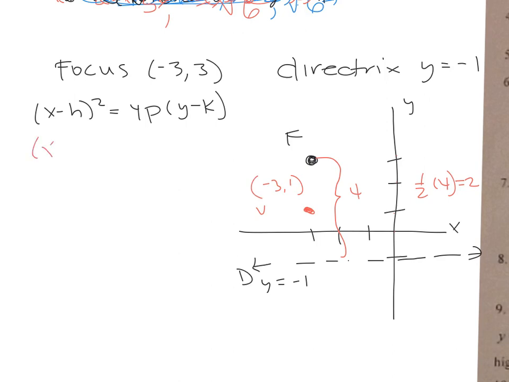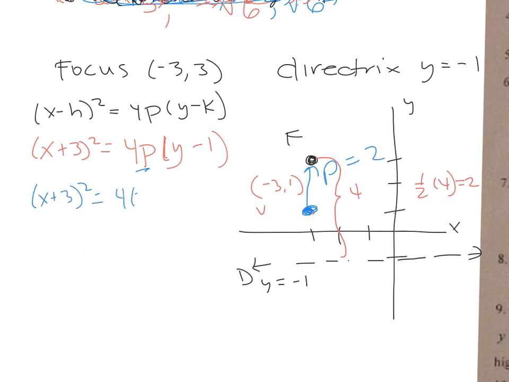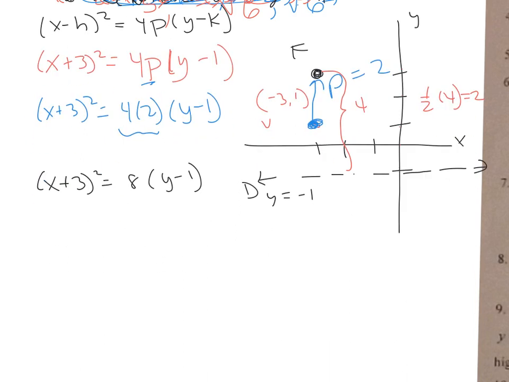So I have x, remember change the sign, plus 3 squared is equal to 4p times y minus 1. Now what I need is my p-value. Remember, p is the distance from vertex to focus. And since it's moving up, my p is positive, and it's up 2, positive 2. So it's x plus 3 squared is equal to 4 times 2 times y minus 1. Just have to multiply the 4 times 2. X plus 3 squared is equal to 8 times y minus 1. All right, and now let's do 11b.